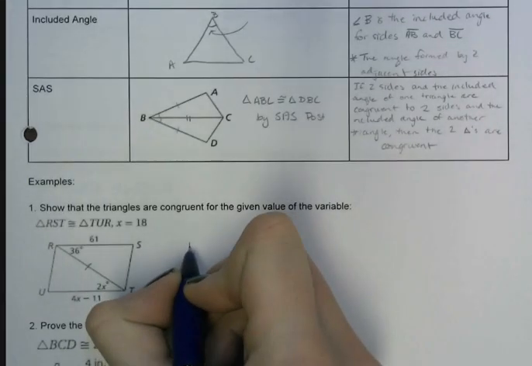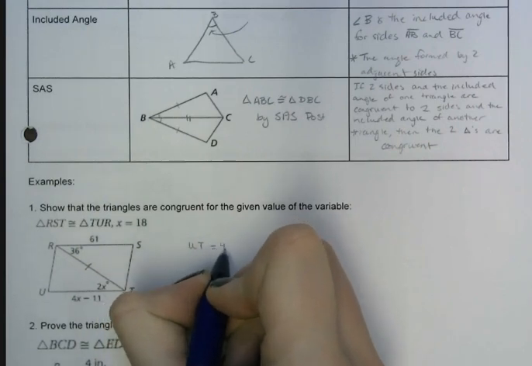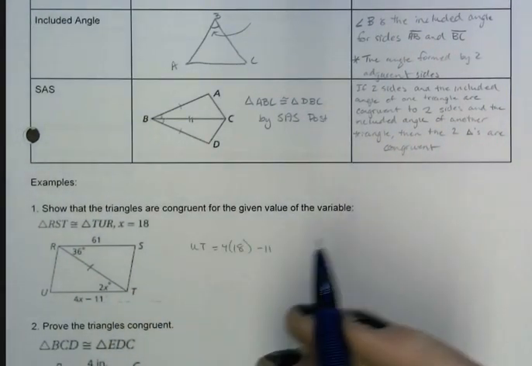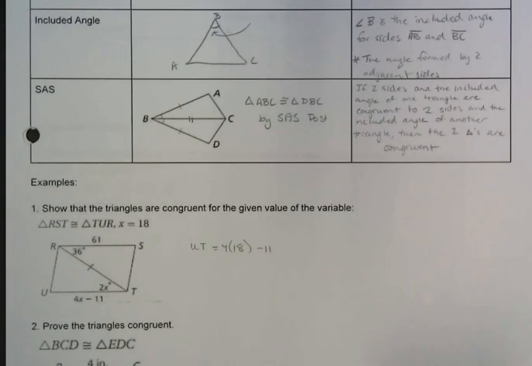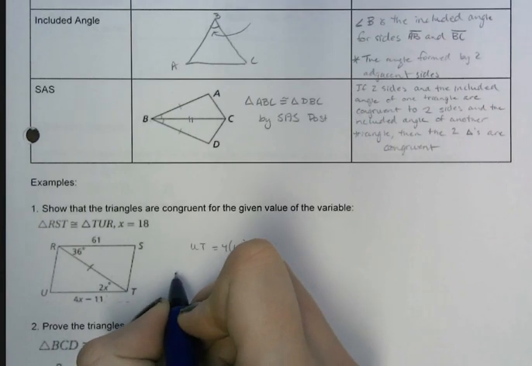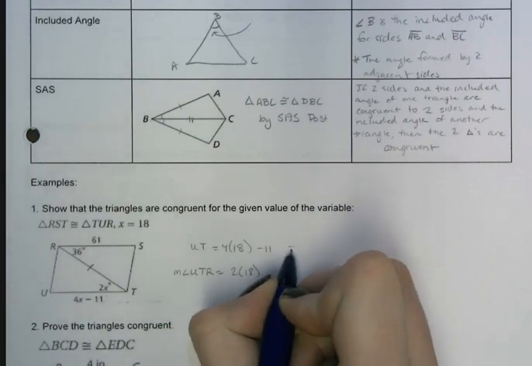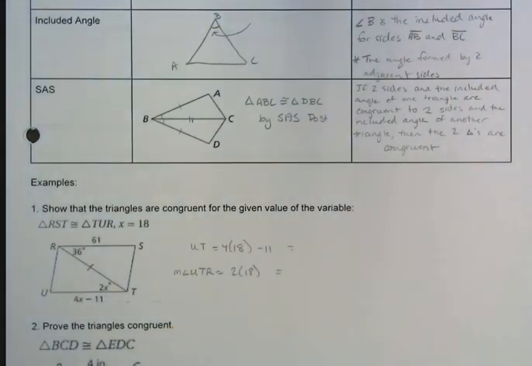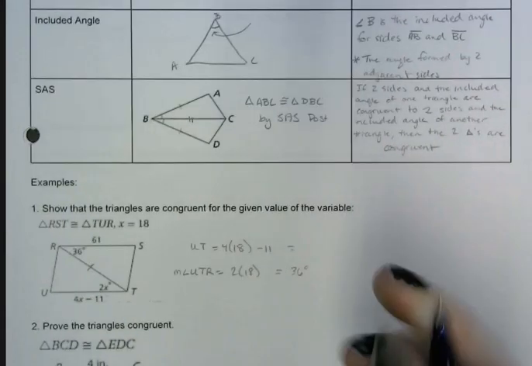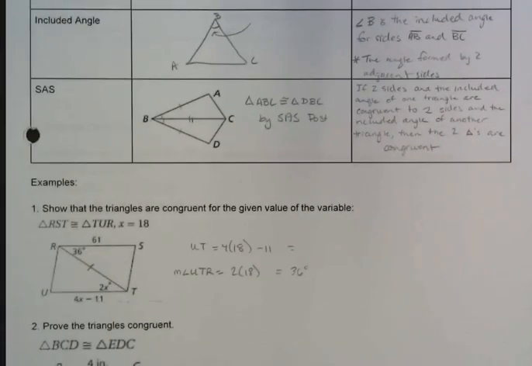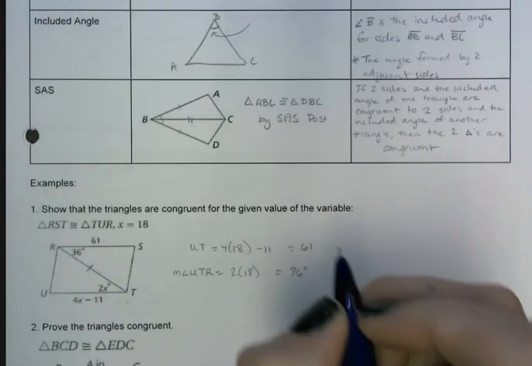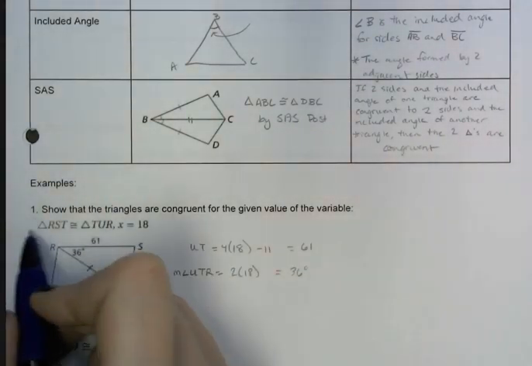If I plug in for UT, I've got 4 times 18 minus 11. And then I'm also going to do the angle, so 2 times 18 for the measure of angle UTR. We want to hopefully show that this one is 61 and that this one is 36. So 2 times 18 is 36, so this angle also works out. And then if we check out that top one, 4 times 18, I get 72. 72 minus 11 gives me 61. So we can say that those two triangles are congruent.